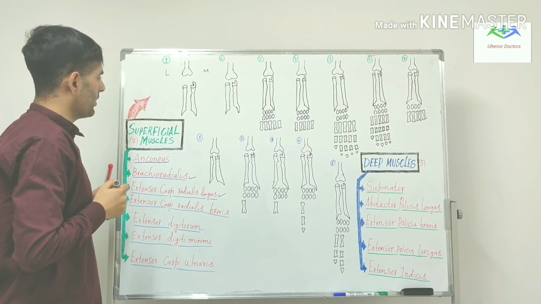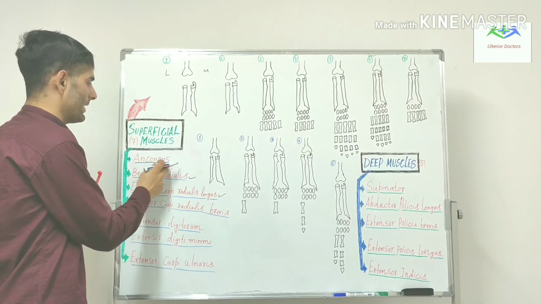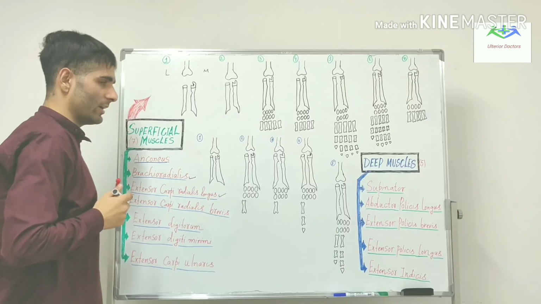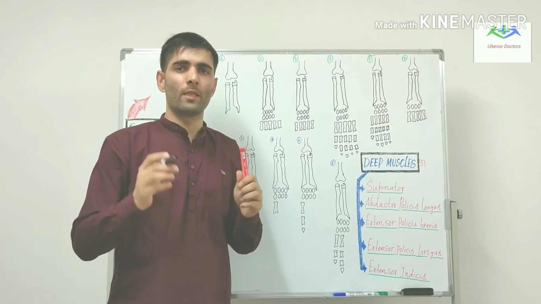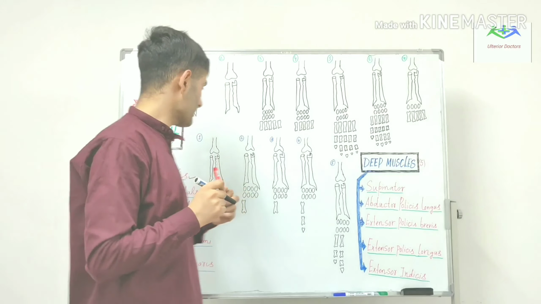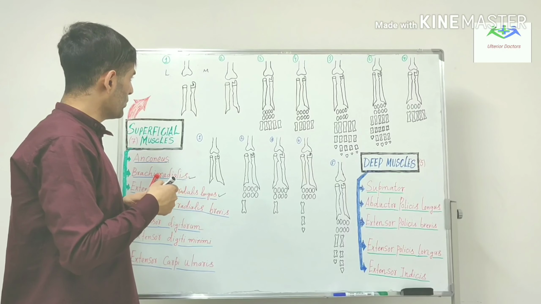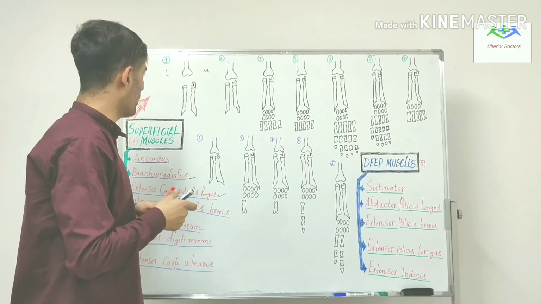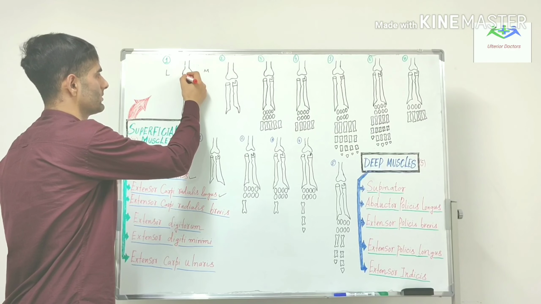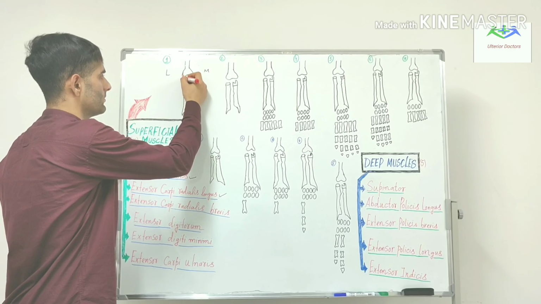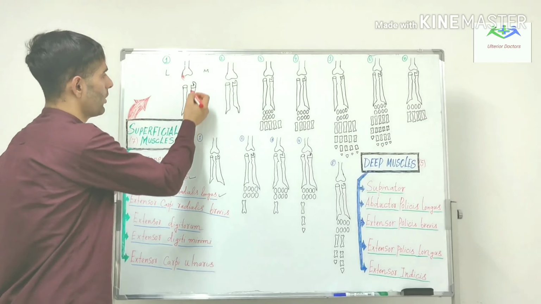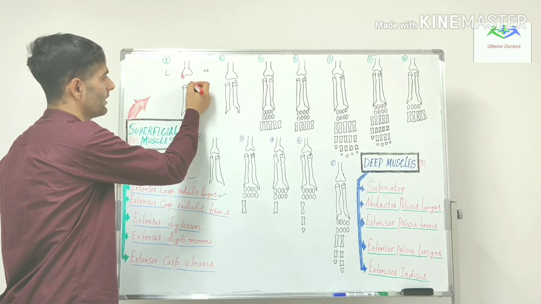Let's talk about the origin and insertion as well as the action of the anconeus muscle. Anconeus muscle is triangular in shape and is a very small muscle. The anconeus muscle gets originated from the lateral epicondyle of the humerus, and it is inserted to olecranon process of ulna.